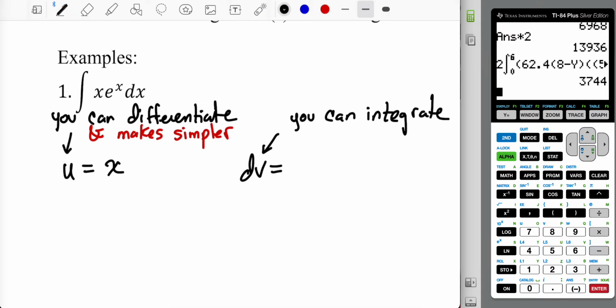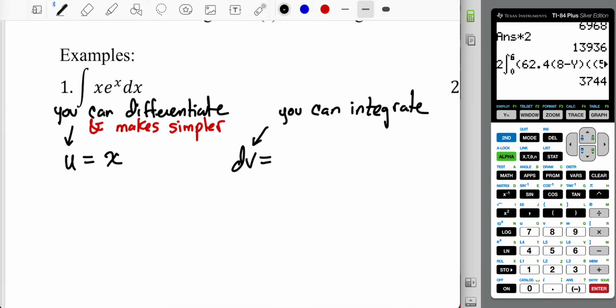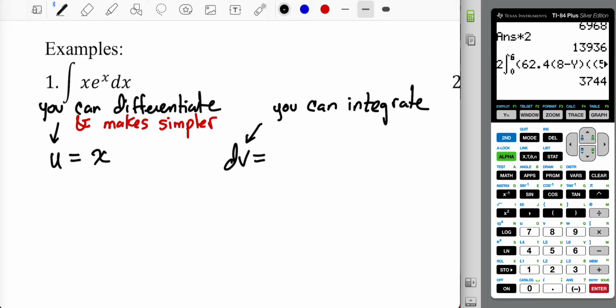I'm going to throw on a little addendum to the statement regarding integration, and that is you can integrate whatever you select as dv, but I'll write, and does not make things more complicated.